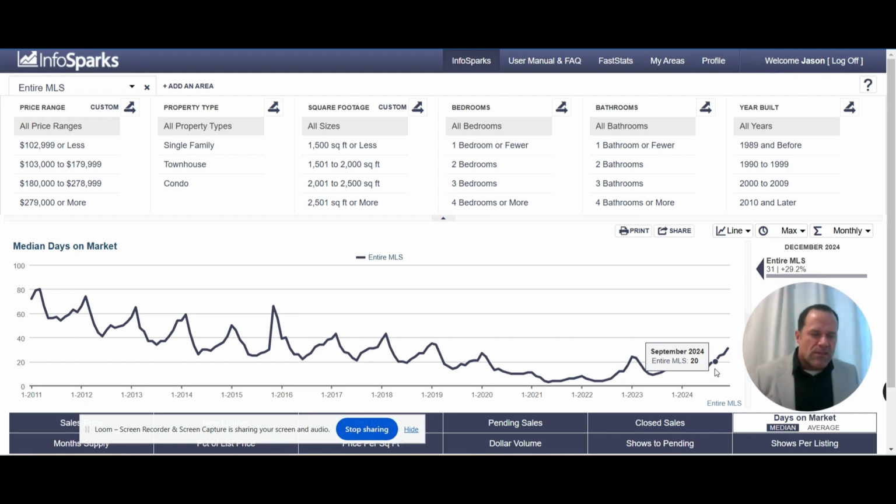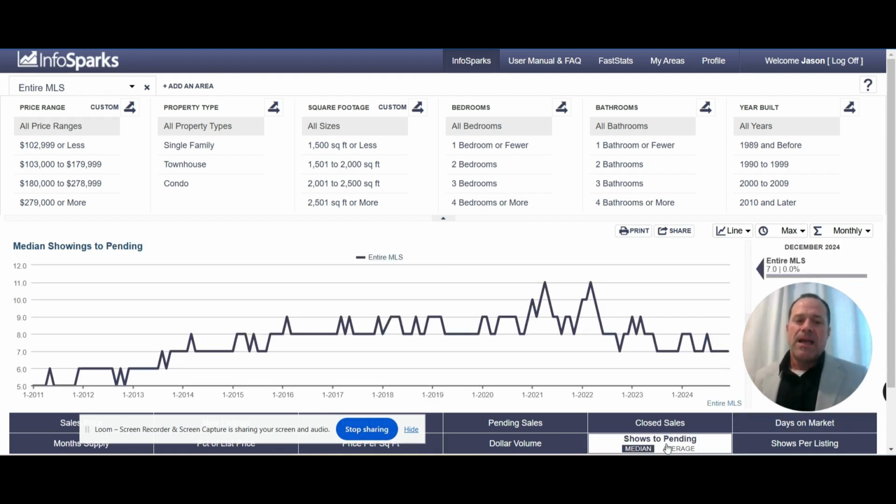So the supply is headed up and days on market is headed up. How is that going to affect other things? Before you make your prediction, let me show you a couple other metrics real quick. Another way to measure demand is called shows to pending. How many times does a realtor have to show a house before it goes under contract? In our current market conditions, it is taking 7 showings for a house to go under contract, typically.